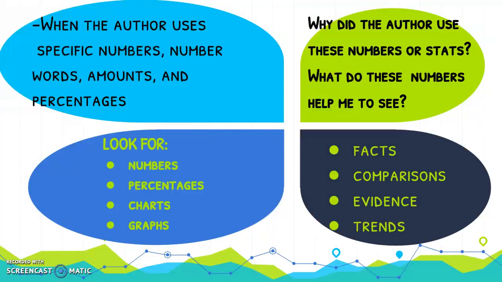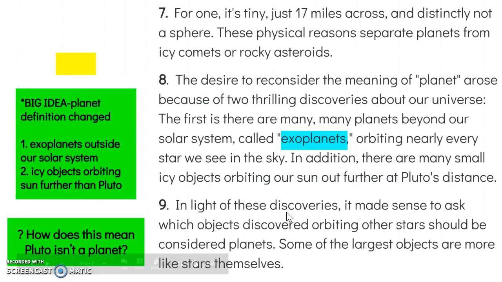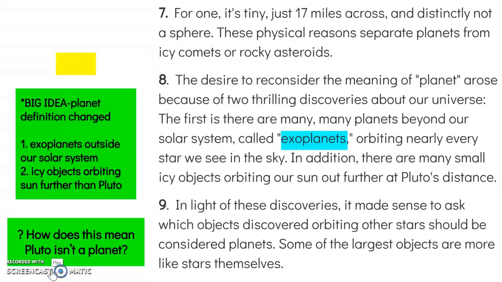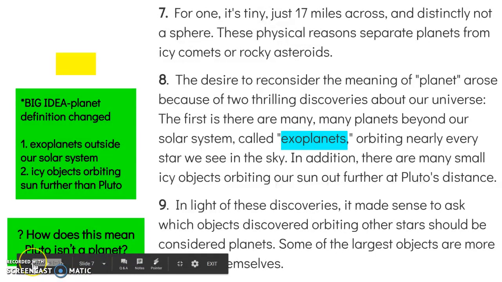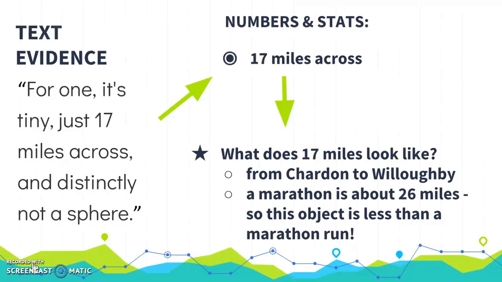When we see a number, and I think of percentages, something that's written on a chart or a graph, we might ask ourselves, why did the author use these particular numbers? What do they help me see? We could look for some facts that they tell us about, some comparisons. They might provide evidence, and they might show trends. So if you look on paragraph 7 here, it says, for one, it's tiny, just 17 miles across, and distinctly not a sphere. This is referring to that Ultima Thule, the spacecraft that's going out to explore it for the first time.